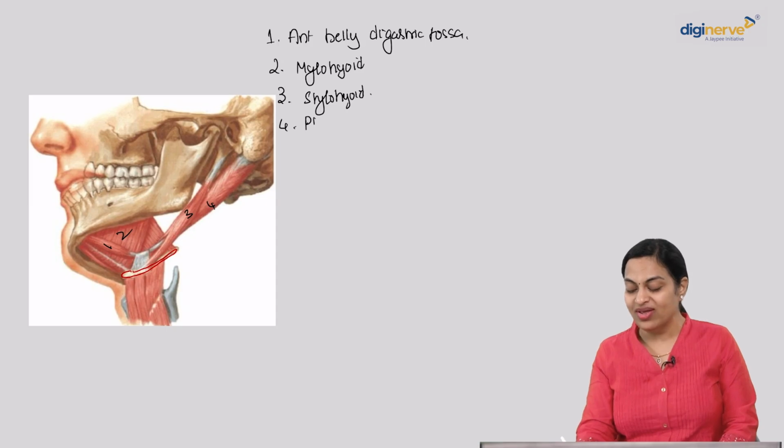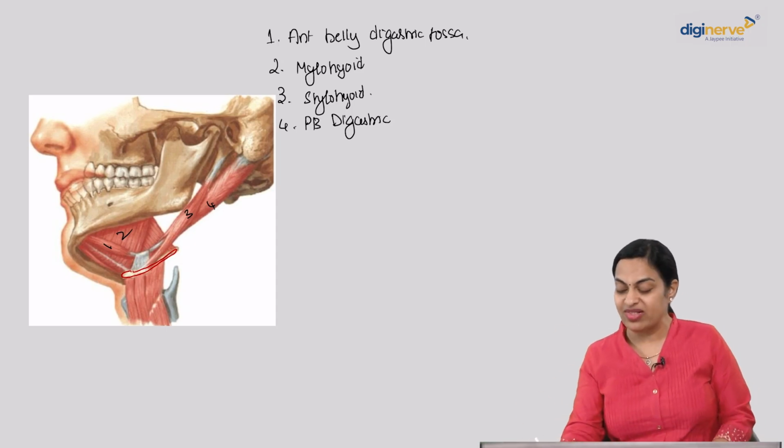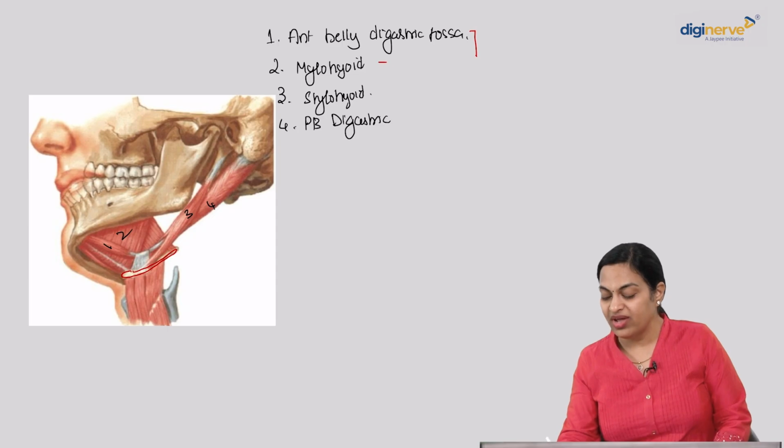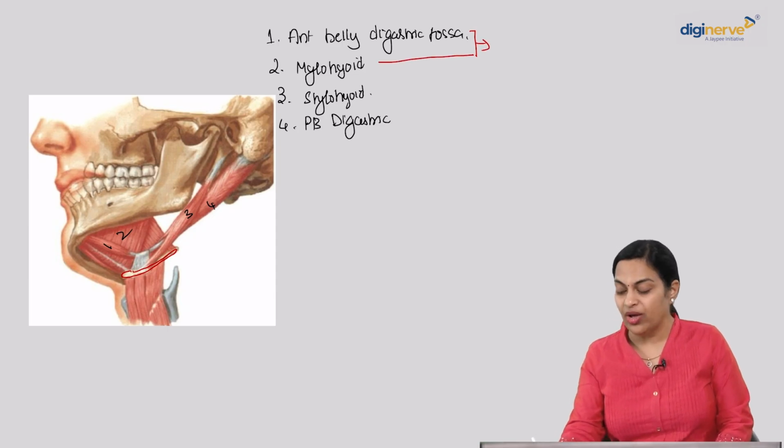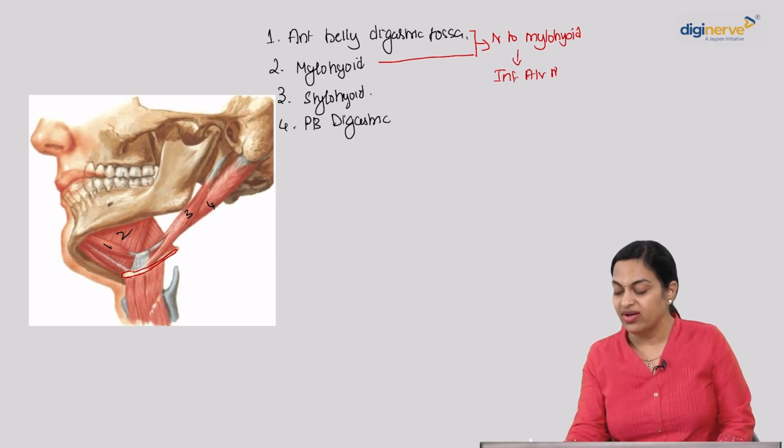And the 4th one, yes, posterior belly of digastric. So you know the names. Now, nerve supply to these muscles. The anterior belly of digastric and the mylohyoid are innervated by the nerve to mylohyoid, a branch of the inferior alveolar nerve that comes from the posterior division of the mandibular nerve, right? Which is again a branch of the trigeminal nerve.